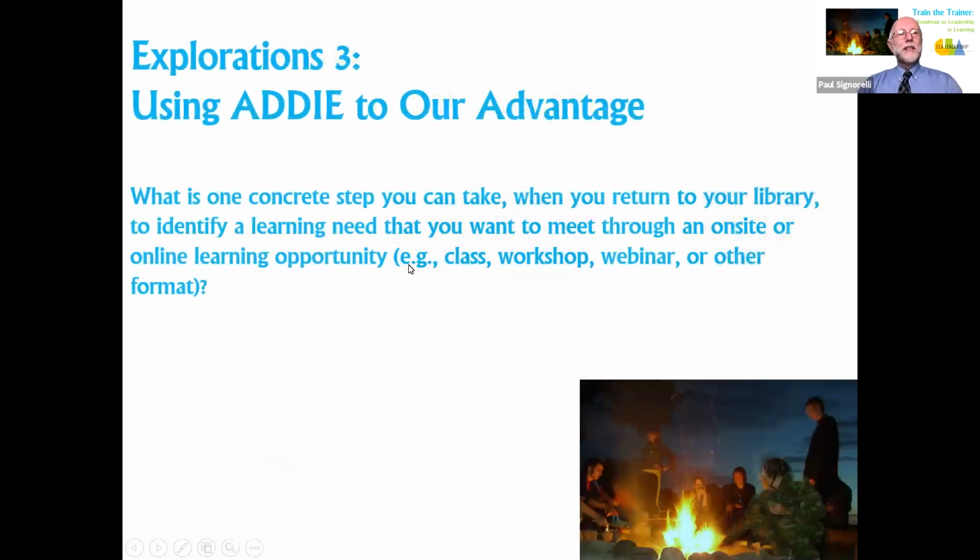Time for some conversation here. I need to move the things that are on my screen so I can even see the question here. A concrete step you can take when you return to your library to identify a learning need that you want to meet through an on-site or online opportunity, whether it's a class, a workshop, webinar, or other format. Anybody want to unmute or put into chat, what's one concrete step you can take that draws off of ADDIE and draws off of these 4 levels that will make a difference in your training?